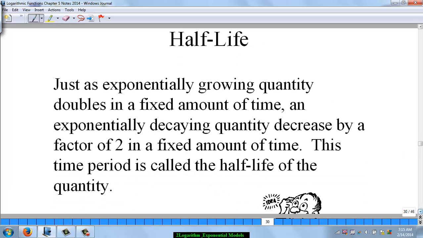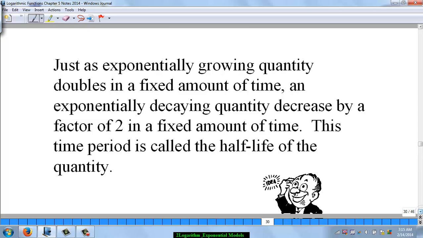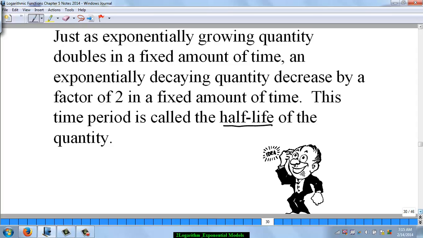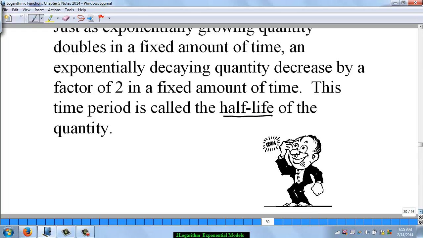Half-life. Just as an exponentially growing quantity doubles in a fixed amount of time, an exponentially decaying quantity decreases by a factor of 2 in a fixed amount of time. This time period is called half-life. And a lot of times, I'm teaching this around the Super Bowl, so I keep saying half-time, but it's called half-life. So with our formula, it's usually continuous.